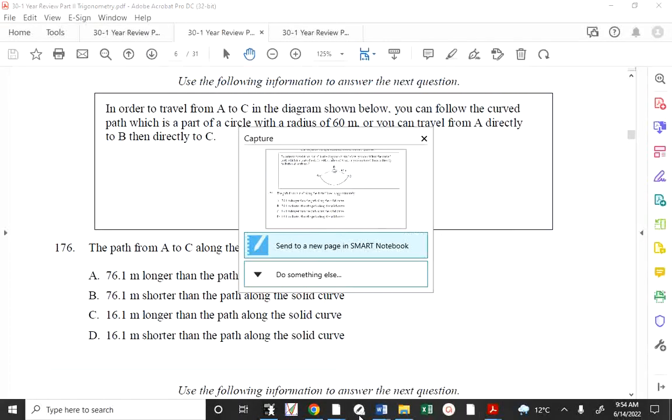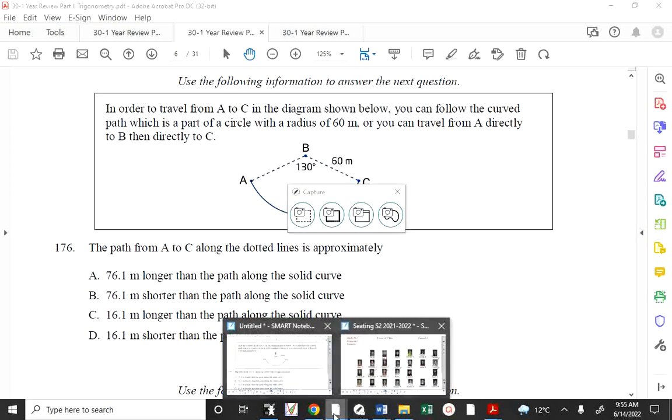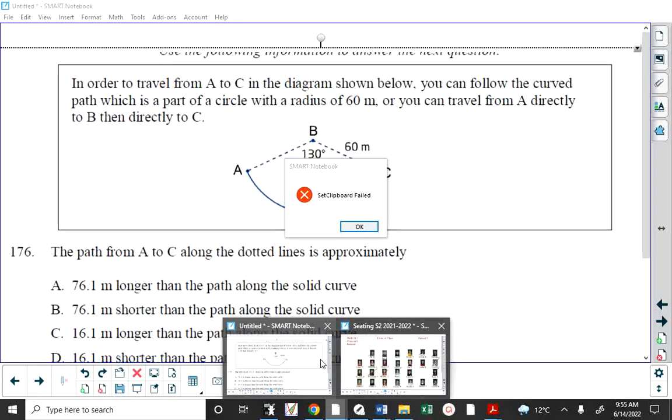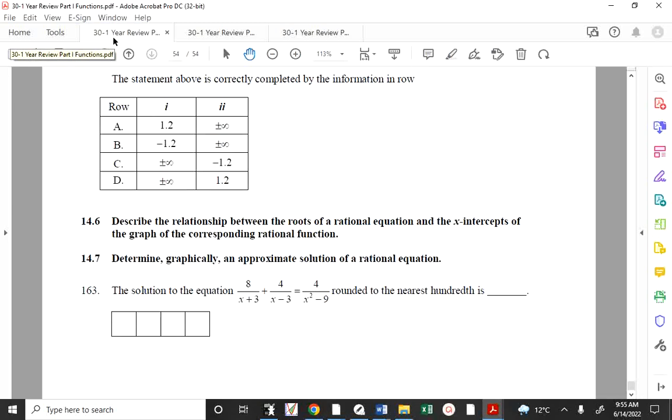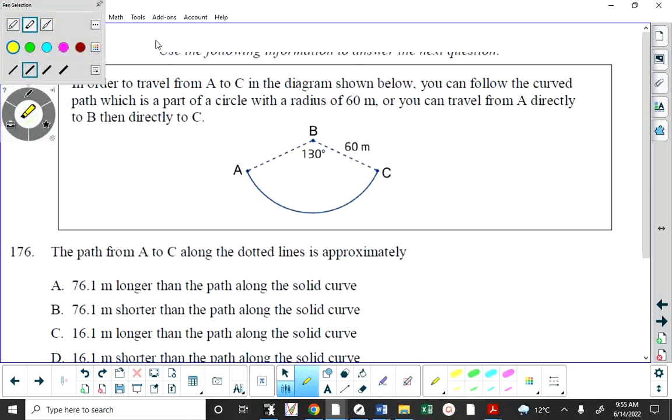So we've got part of a circle, and you're going to travel from A to C. It says in order to travel from A to C, you can follow the curved path, or you can travel from A to B and then to C. You can either take the path I'm going to highlight in yellow, or you can take the path I'm going to highlight in green.